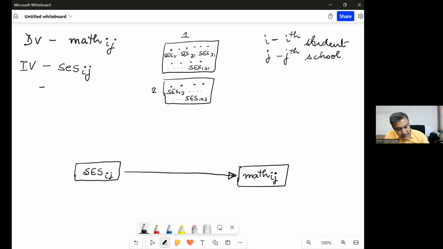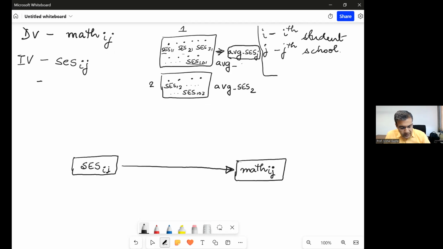Now I can also say, what is a school level socioeconomic status? So I take the average socioeconomic status of the school and I call this a school level variable, a school level indicator. So what have I done? I have taken the average of the 10 socioeconomic status values, and this is now a variable that is classifying the school. Similarly, I take the average socioeconomic status and it becomes AVG SES 2. The first one becomes AVG, average socioeconomic status 1.